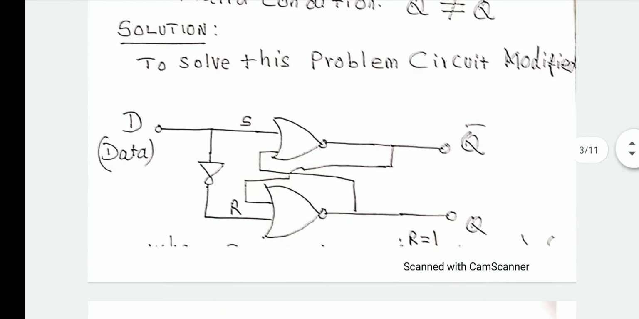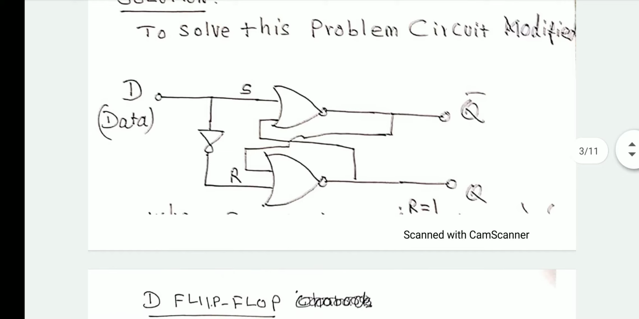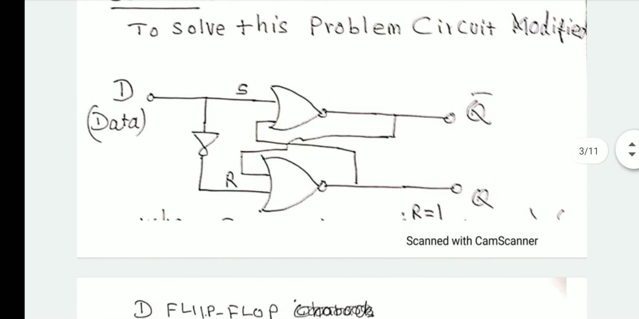Now here that invalid condition problem is solved by connecting the S and R through the NOT gate, right? Now we have only one input and Q output. So in this, when you connect like this, S and R cannot be equal to 1. So the invalid condition can never occur. Okay, that problem is solved.